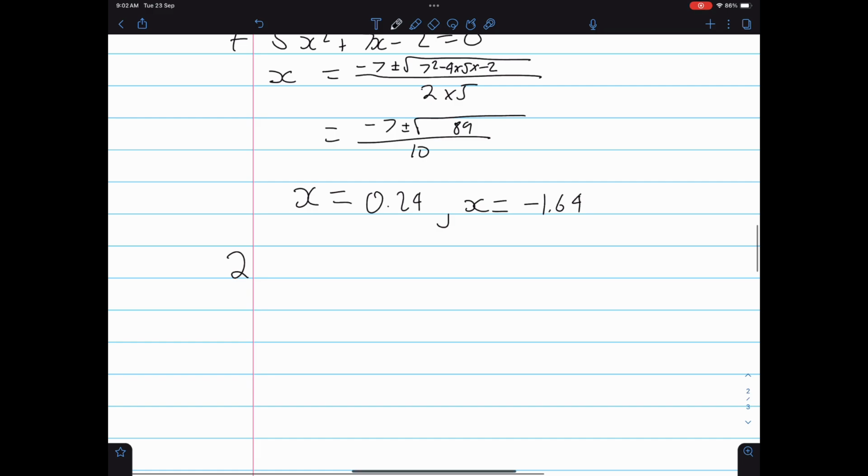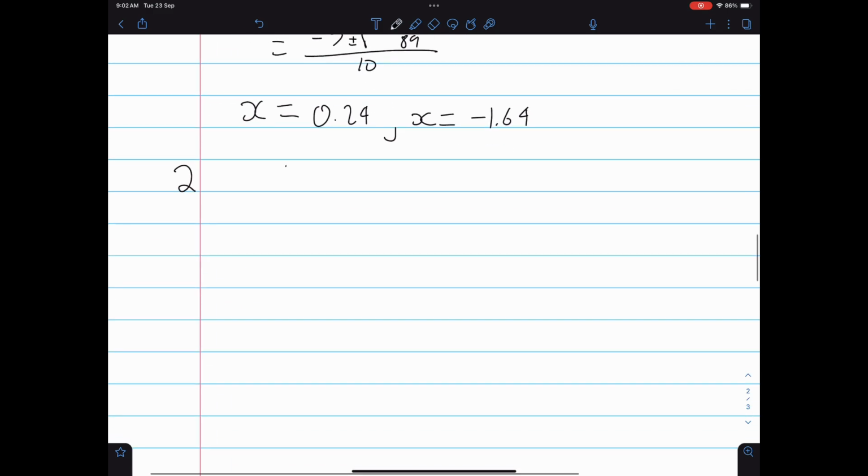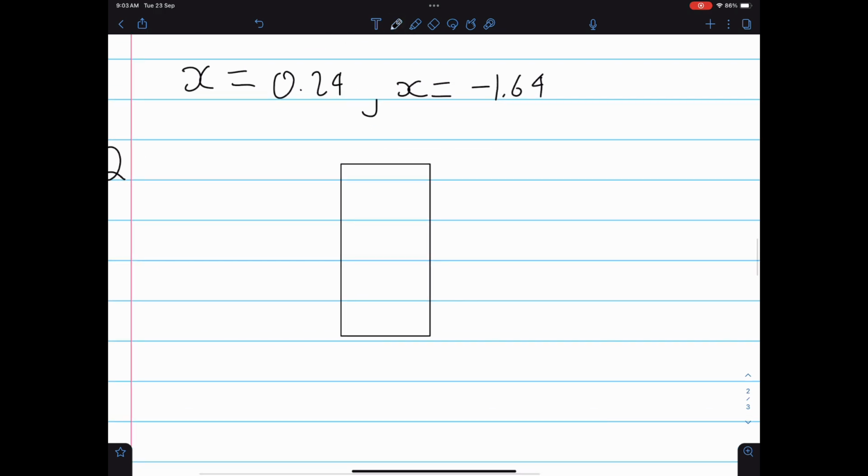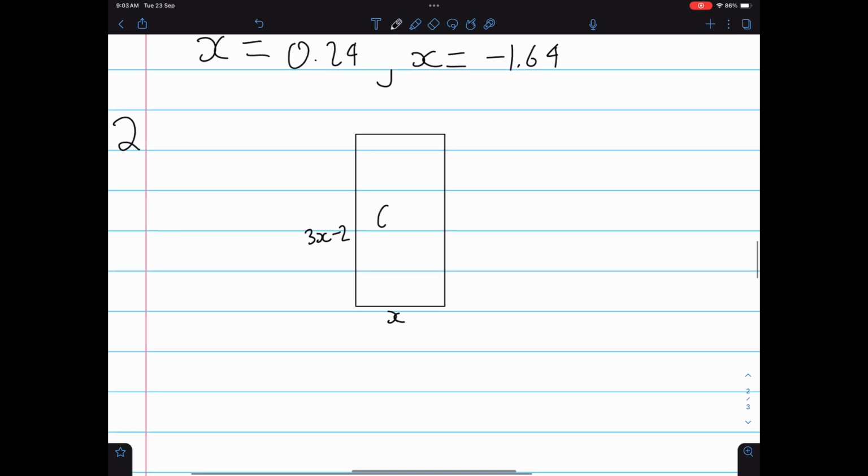Now on to question 2. We're looking at a rectangle, and it's got a length of x and then another length of 3x minus 2, and the area is 63 centimeters squared. And we need to find the value of x, correct to 3 significant figures.